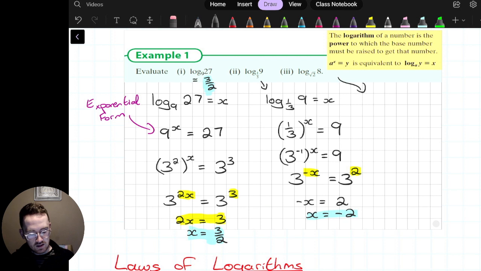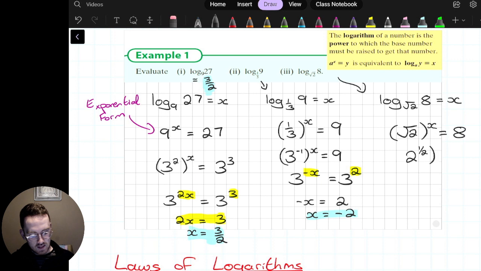And lastly, let's look at one more, just to really make sure that we're getting the hang of these. Again, setting it equal to x, because we don't know what that value is. We don't know what the end result is. So we have √2 to the power of x is equal to 8. We should remember that the square root is the same as the power of a half.